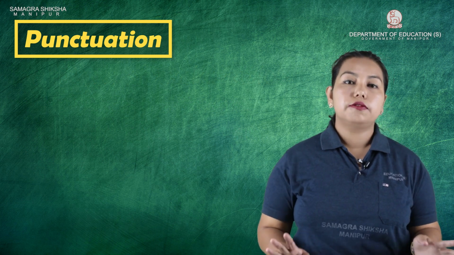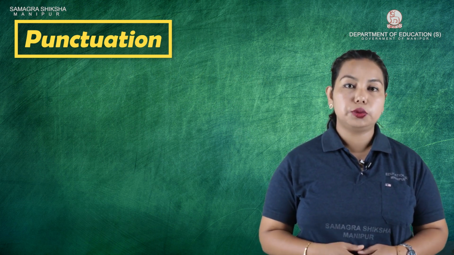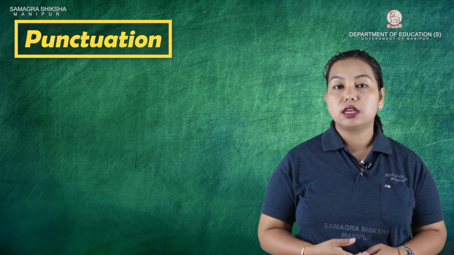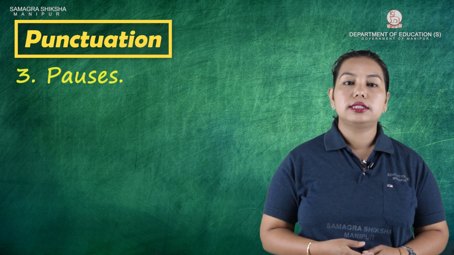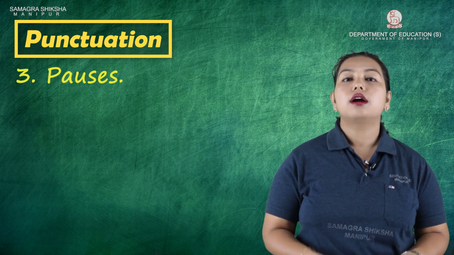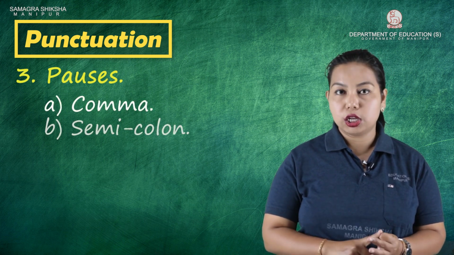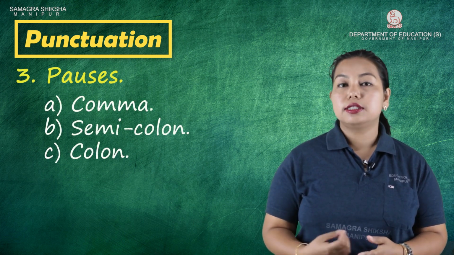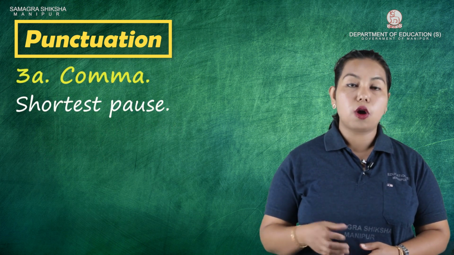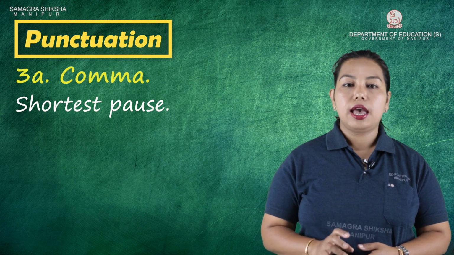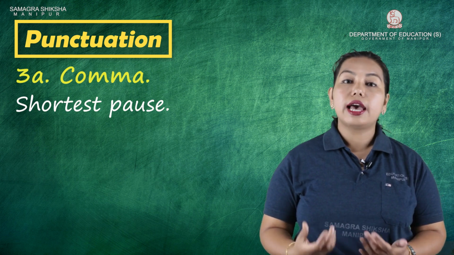So we have finished our discussion on terminal punctuations. Now let's start our discussion about pauses. There are three punctuation marks that indicate pauses. They are comma, semicolon, and colon. Let's first discuss the comma. Comma is the shortest pause out of all these three pauses, and the uses of comma are as follows.